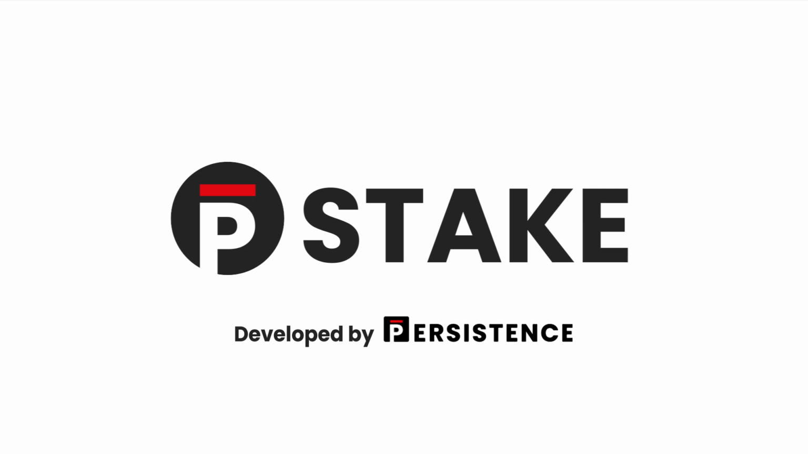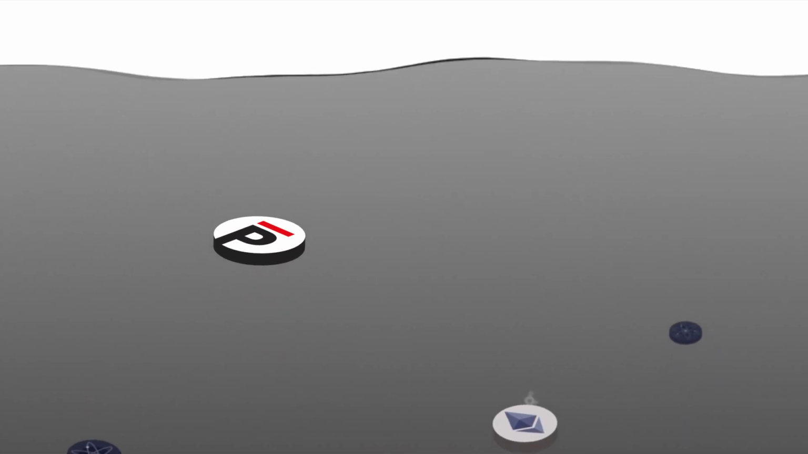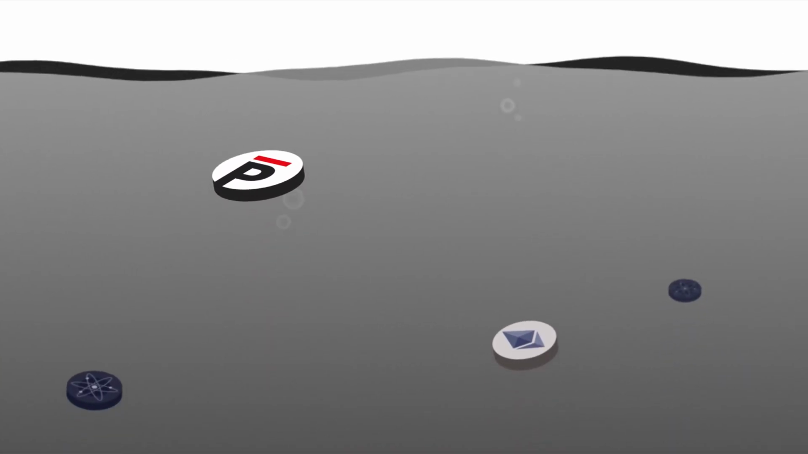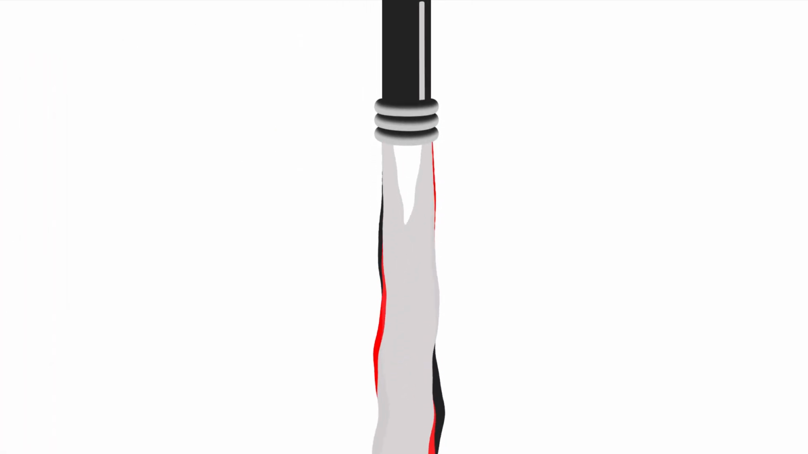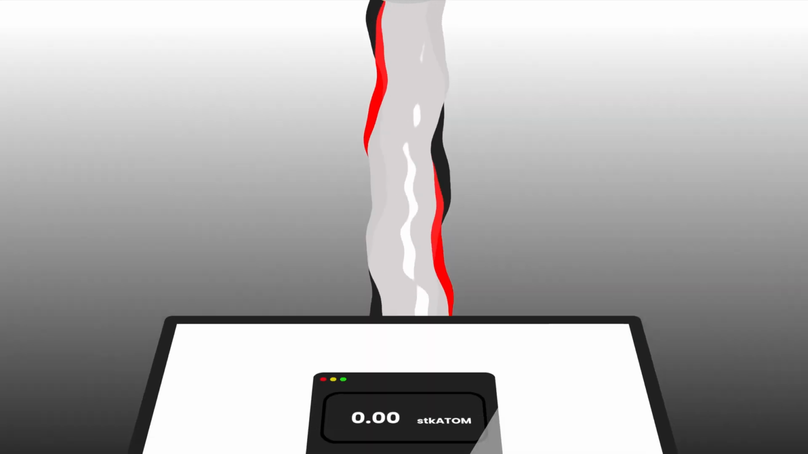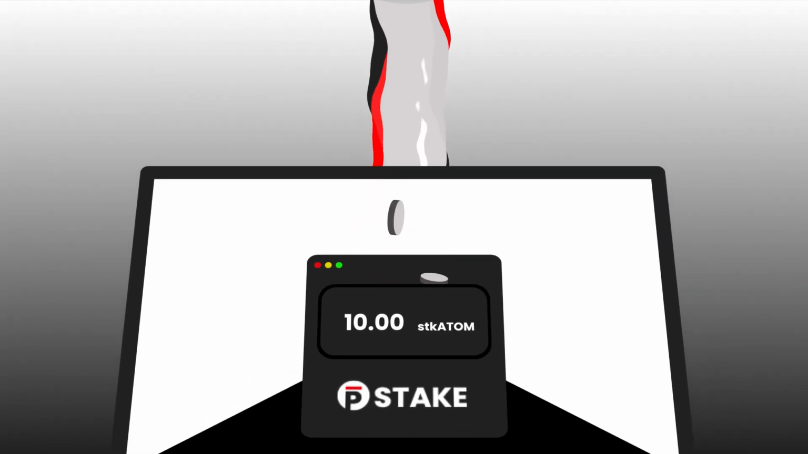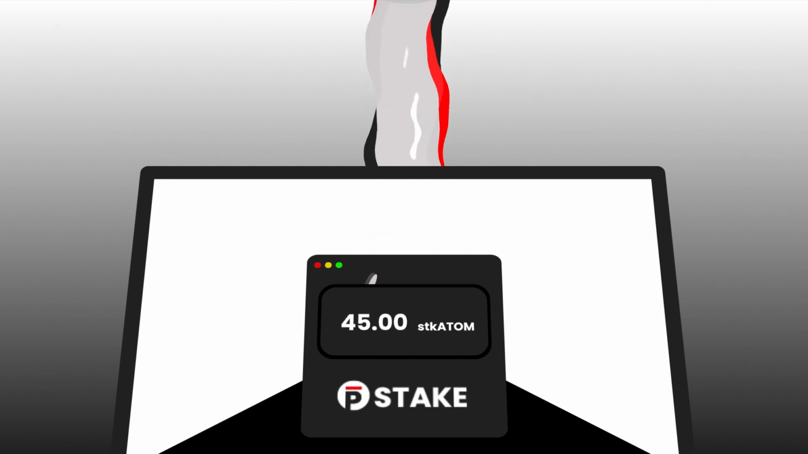Introducing pSTAKE. pSTAKE is a liquid staking protocol developed by Persistence that allows its users to stake multiple proof-of-stake assets, such as ATOM and XPRT, with support for more assets like Ethereum and Solana coming soon, to earn staking rewards whilst giving back the users a fully backed representative token, which is liquid and can be used to generate additional yield by participating in the vast DeFi ecosystem.